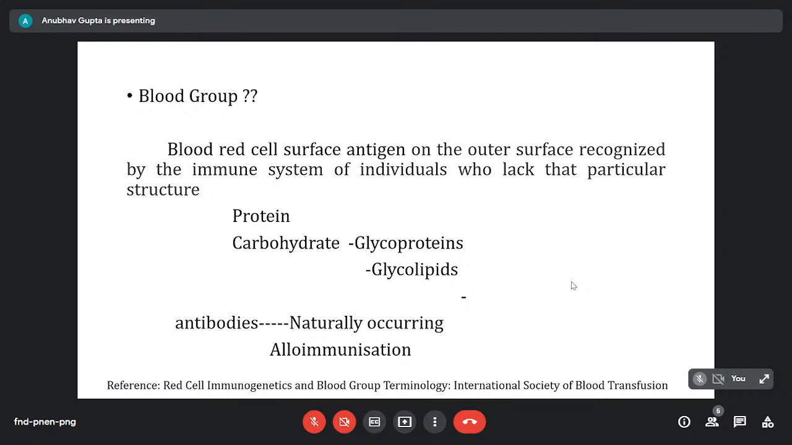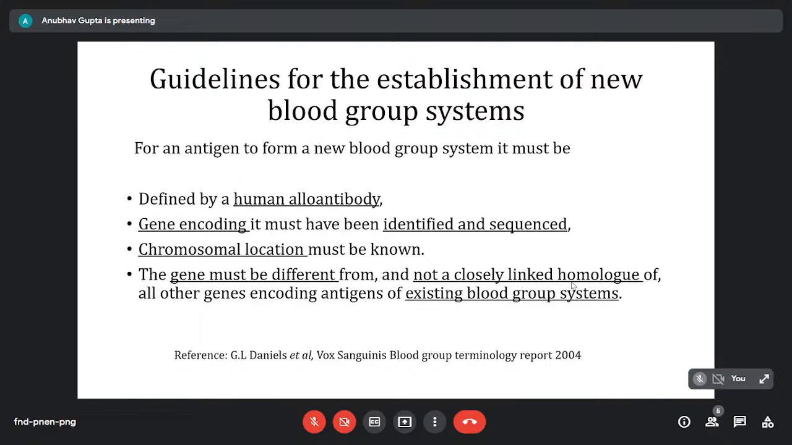Then what are the guidelines for establishment of a new blood group system? So for an antigen to form a new blood group system, it must be defined by a human allo antibody. Second, it should be encoded by a gene, and the gene should be identified and it should be sequenced. Thirdly, the chromosomal location should be known. Fourthly, the gene must be different from and not a closely linked homologue of all other genes encoding antigens of the existing blood group system.